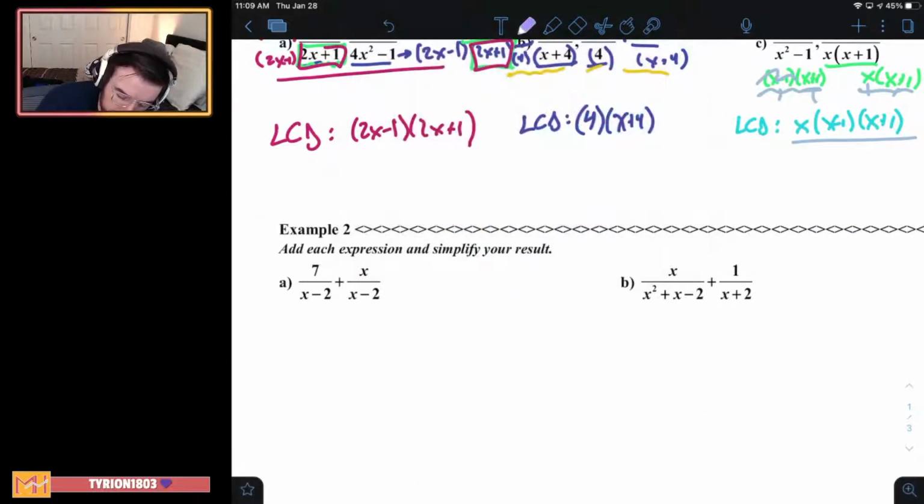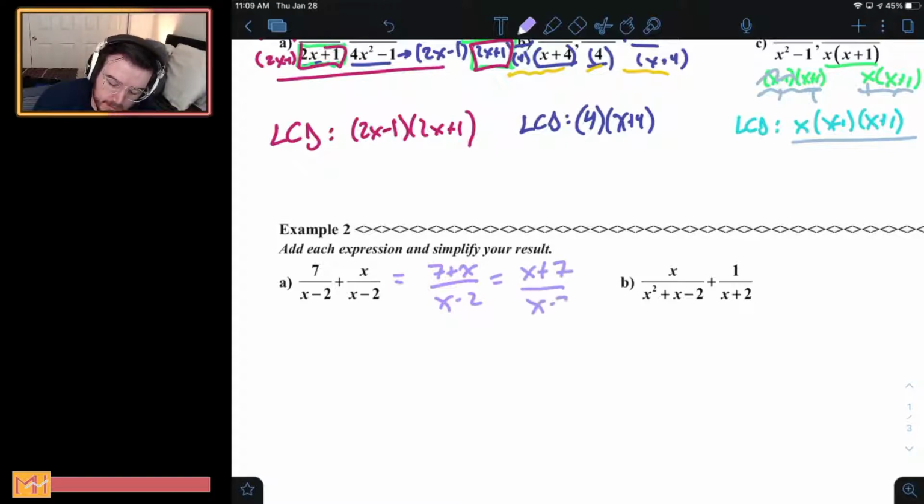Okay, well, this is super easy. Boom, this adds to be 7 plus x over x minus 2. I'm literally done. When you add fractions, the denominator stays the same. You're simply adding the numerators. We're literally done. You could also write this as x plus 7. Okay? Those are the same thing.